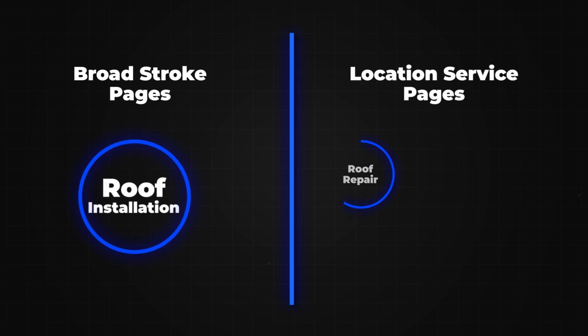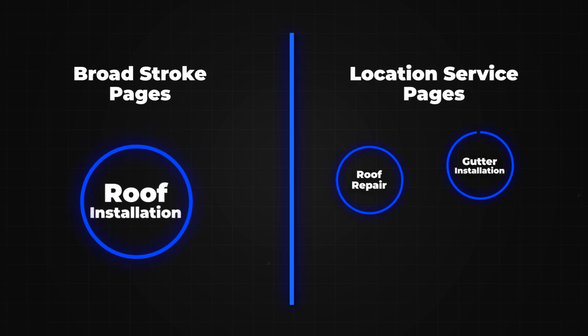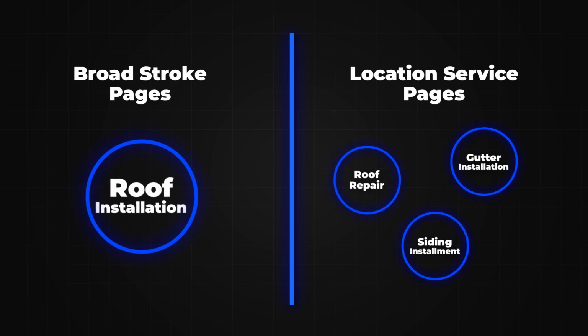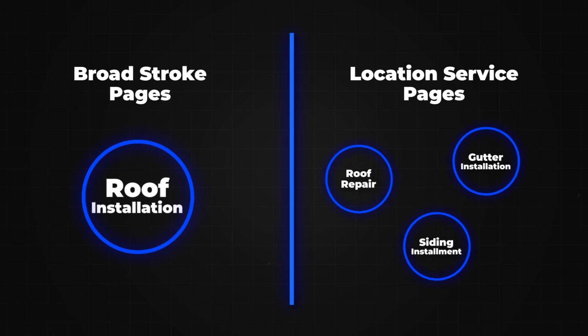So you might do roof repair, gutter installation, siding installment. So you want to communicate to Google that, hey, I also provide these services in all of these locations. So how do you go about doing it? We need to remember the internal linking structure that we're setting up.